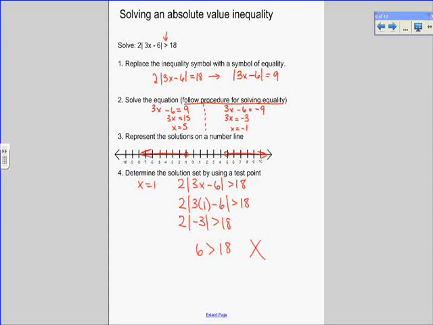And you could do a double check. You could take any of the points that fall within the range that I've just drawn, and check to see if they work. But our solution should end up being this: x is going to be less than negative 1, or x is going to be greater than a positive 5. So any value of x less than negative 1 or greater than positive 5 will make our inequality true.